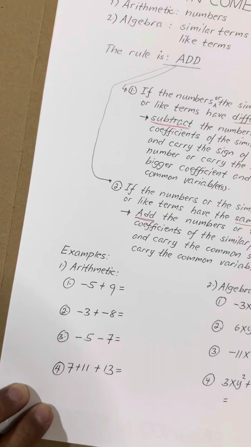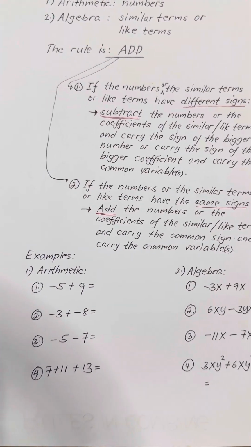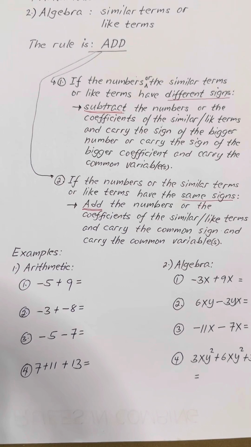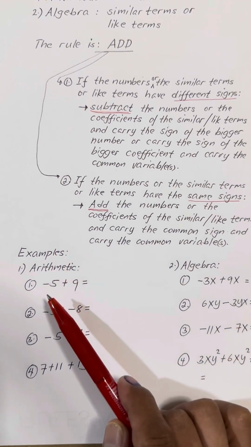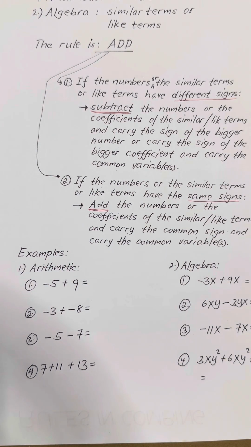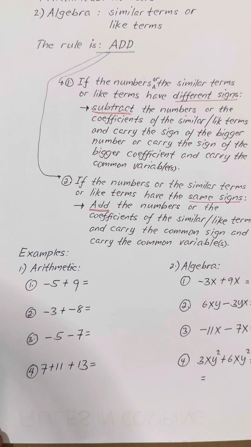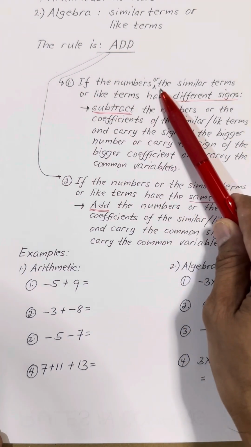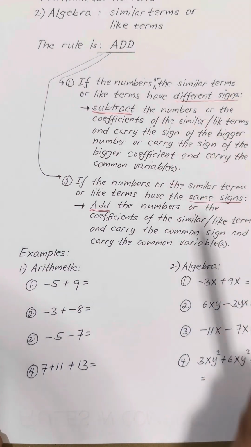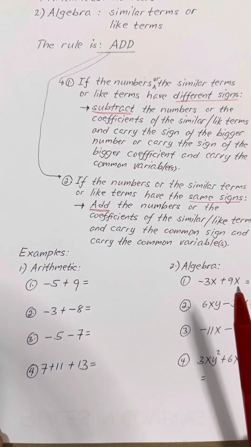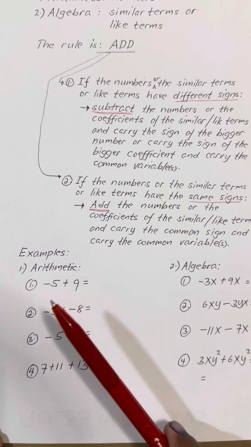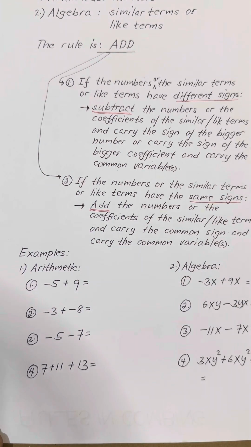We are dealing with arithmetic. So we have some examples, like if we are going to combine these two numbers, -5 and 9. If you look at them, they carry different signs. 5 carries the negative sign, 9 carries the positive sign. So that falls to rule number 1, different signs. What shall we do? We have to subtract the numbers. So when you subtract, we have 9 minus 5. 9 minus 5 is equal to 4.